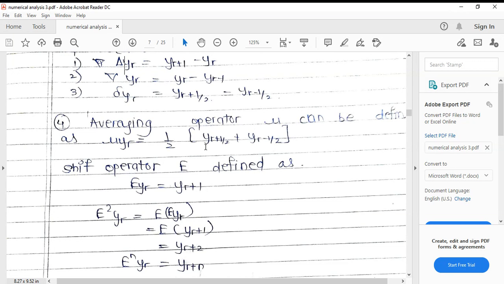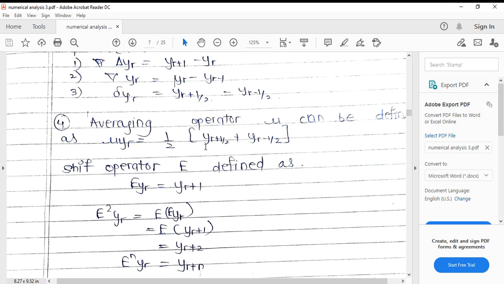Okay, now we will define the next operator, the shift operator E. That means it is going to shift your y_r value to the next value, that is y_(r+1). E y_r will be y_(r+1). That is, it is going to shift your value to the next one. It is going to shift y1 to y2. That is, if you apply E to y1, then you will get y2.